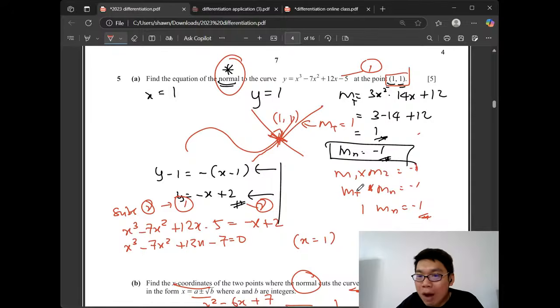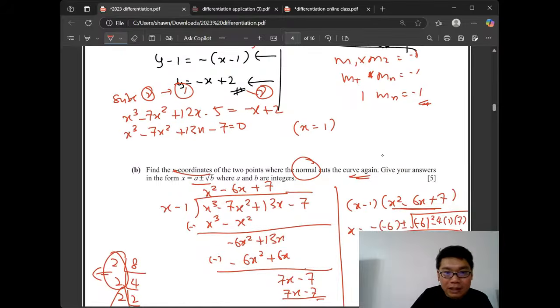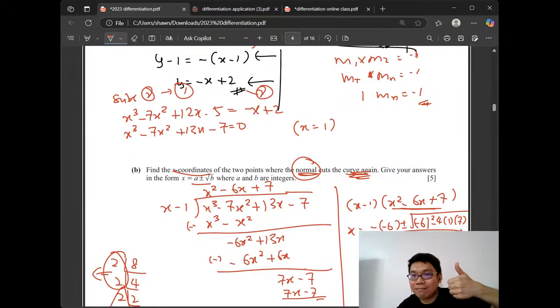Okay, why do we make y1 equal y2? Because the question says the normal will cut the curve again. Anytime they say one straight line cuts another line or another curve, it's always doing simultaneous equations to find the intersect point. And there it is done. Is it okay? Let's go up.